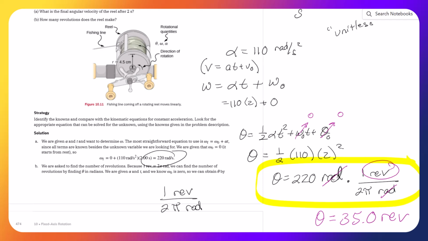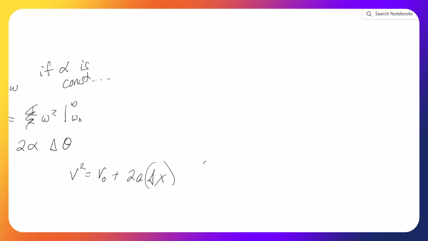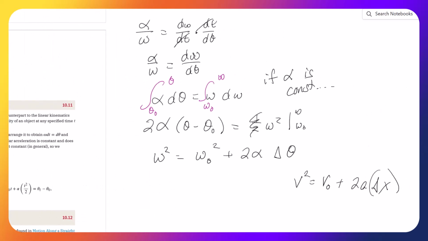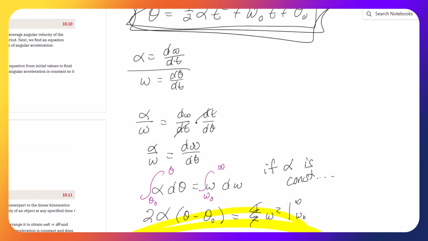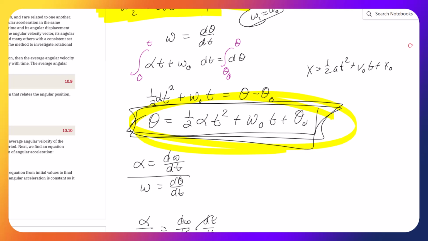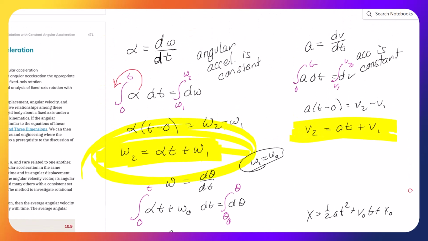As long as acceleration is constant, you can use these beautiful, wonderful, perfectly lovely equations that we came up with over here. So as long as everything is constant, as long as angular acceleration is constant, we can use this one, we can use this one, and we can use this one. That's pretty fabulous.